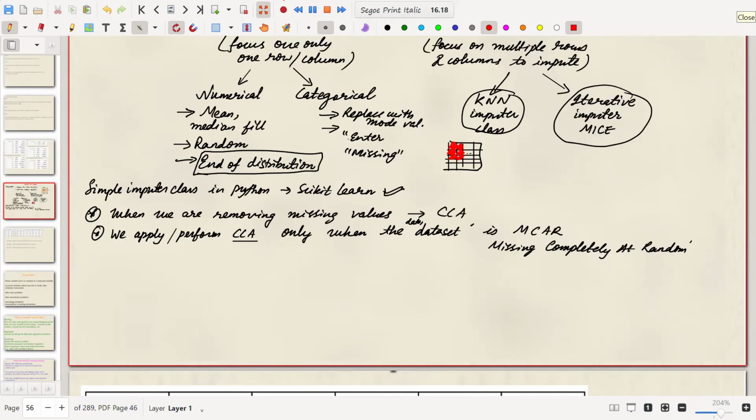Fine. So this is missing completely at random, that is known as MCAR. So now you know the abbreviation. CCA means complete case analysis. MCAR means missing completely at random. One of the most important logic we are making here, which is not that clear to a wide audience, is you apply CCA to data which is missing completely at random, first case.